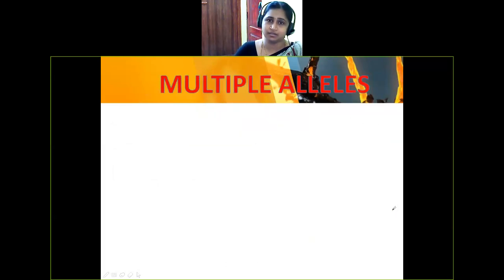Multiple alleles. I told you, for blood group we'll take two examples. One is about codominance, A and B. Then next we are going to see multiple alleles. Whenever we are learning a term, we first describe the particular term and then go into the topic, right? So what is meant by multiple? Many. Alleles, the gene forms will be more, right?